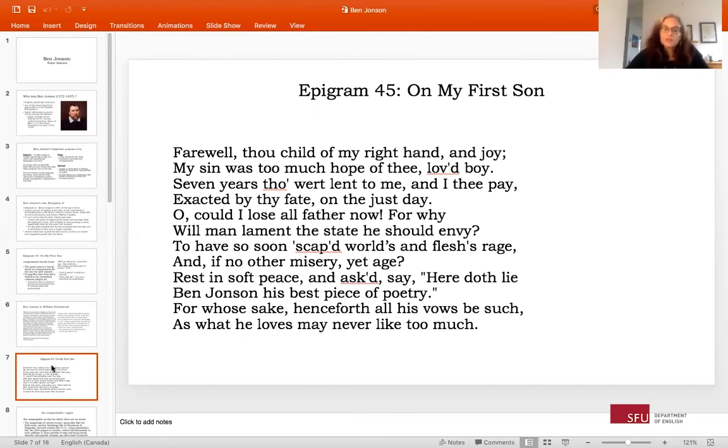So not mentioning the death by plague is significant, and there are a lot of non-mentions in plague literature, a lot of things that aren't mentioned. And it's significant here for what it allows Jonson's poem to do and what it keeps out of that poem.